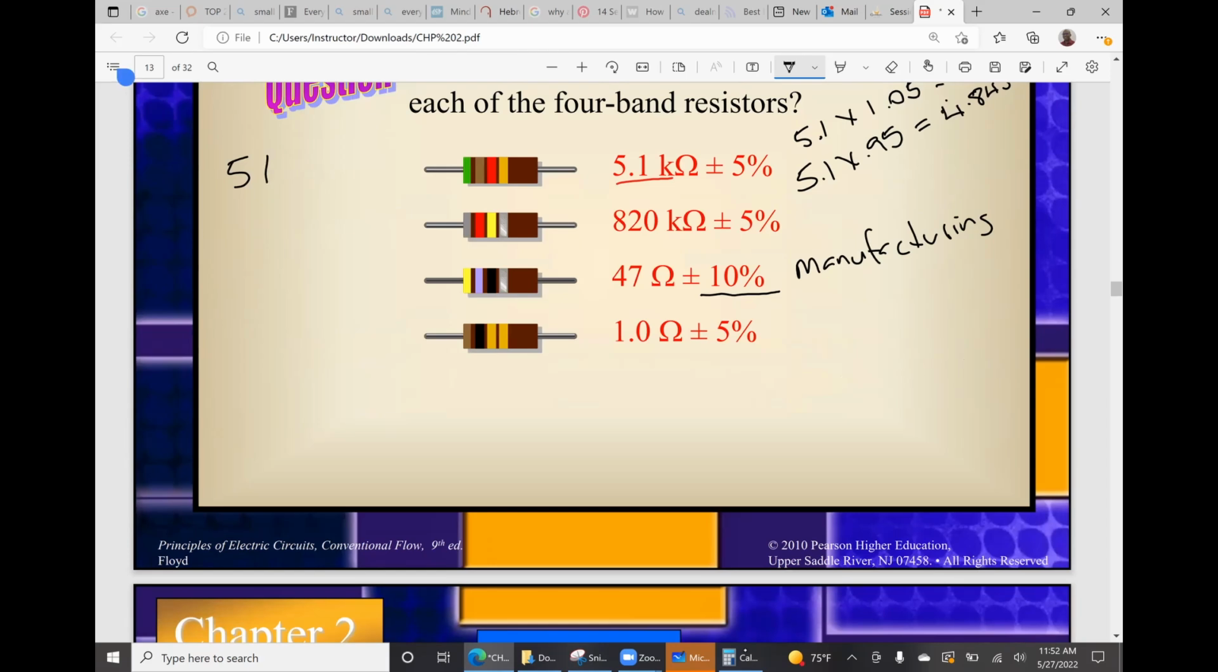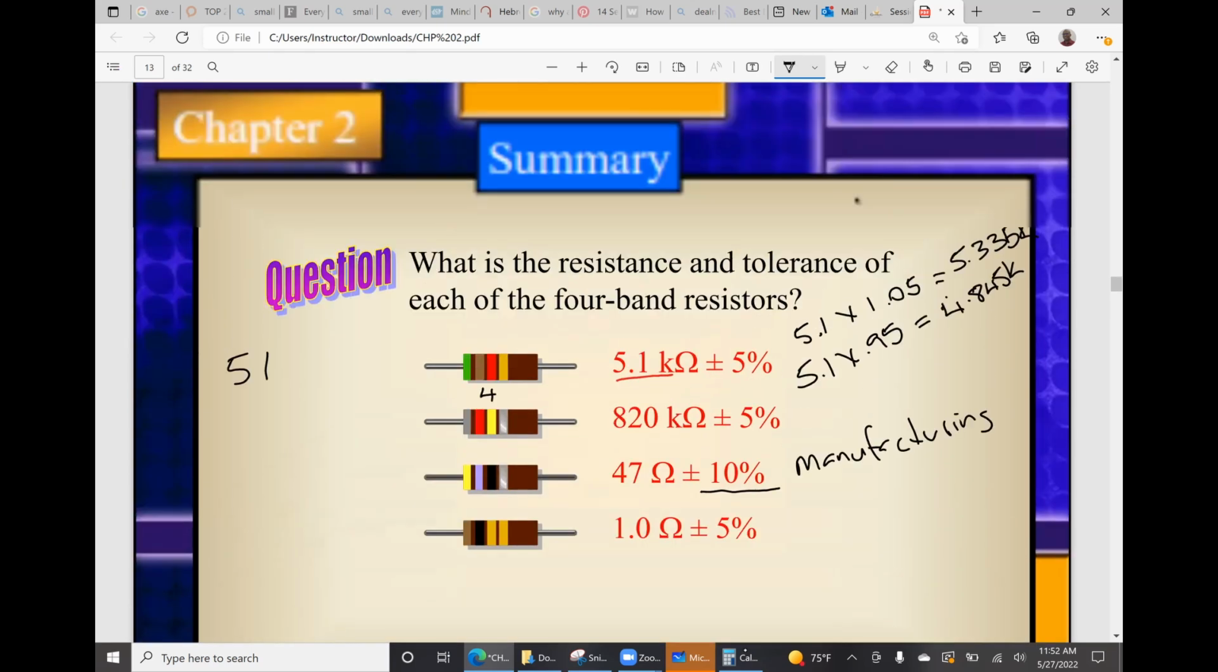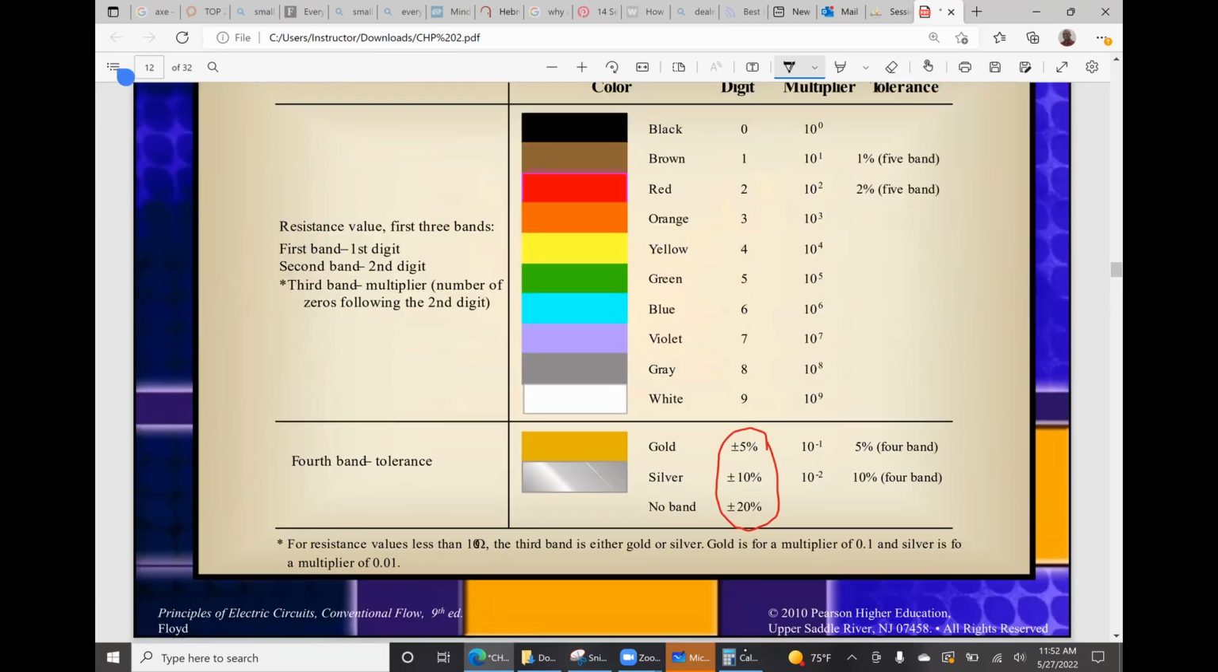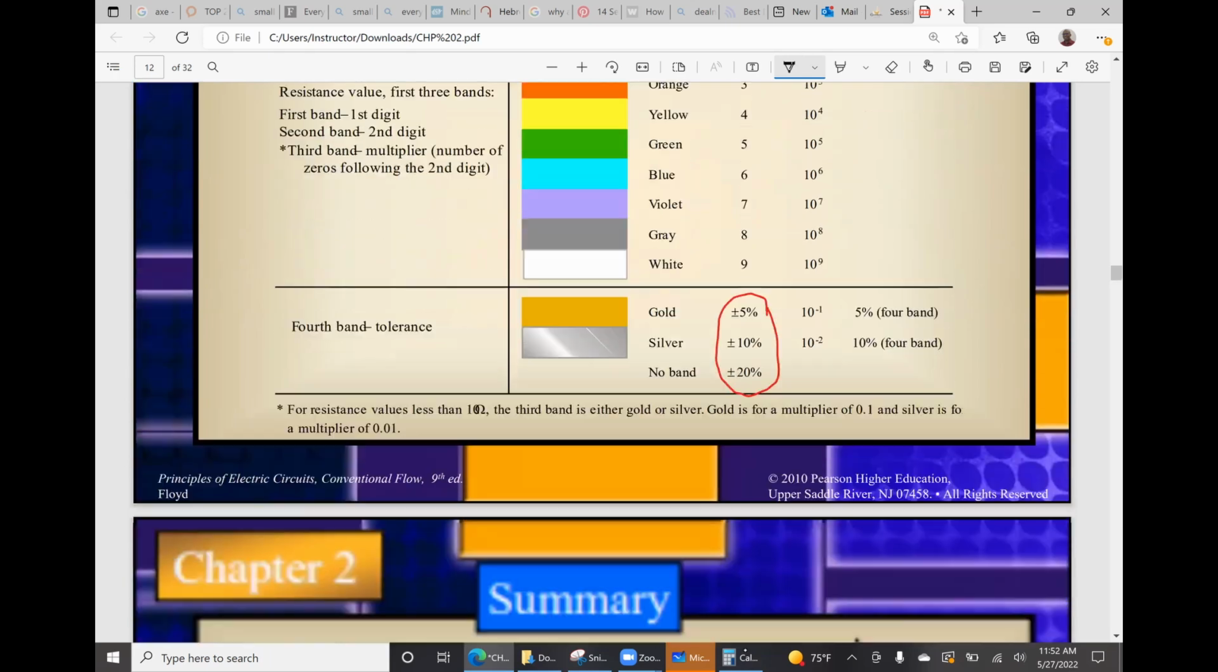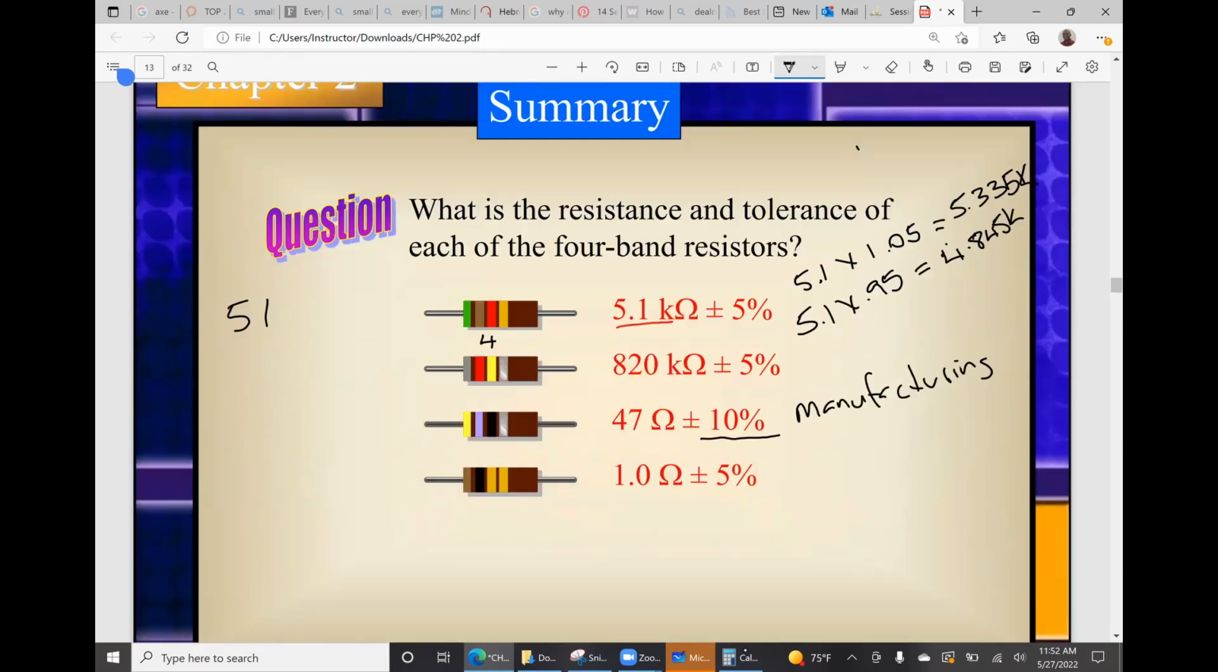The third one is red. Now, since this is a 4-band resistor, the third band is going to be the multiplier. So multiplier just means the number of zeros, right? The color is red. Red represents 2, so the multiplier is 2. It just means that we have 2 zeros, correct? And the tolerance is gold, which is 5%. So what is the resistance of this? Of course, it's 5.1k, or 5,100. We can just write it as 5.1k.